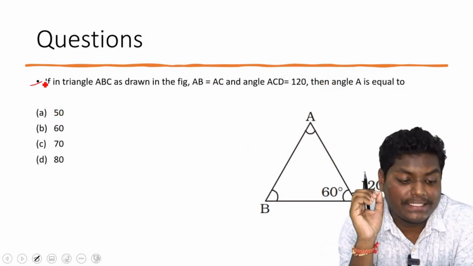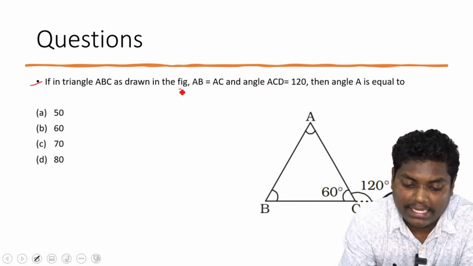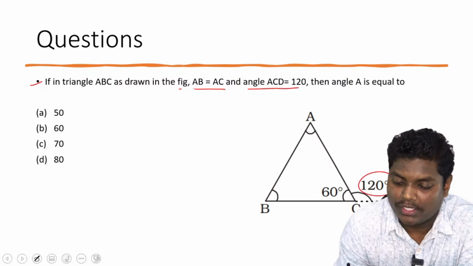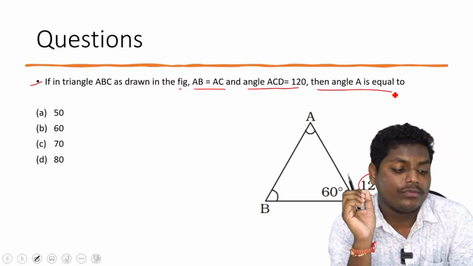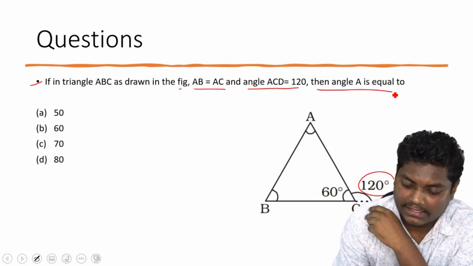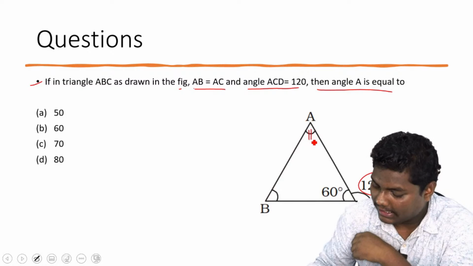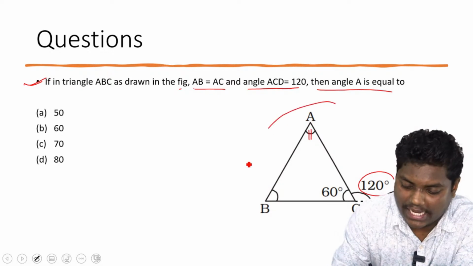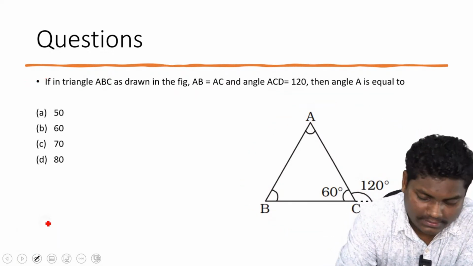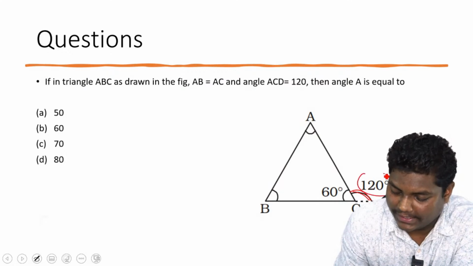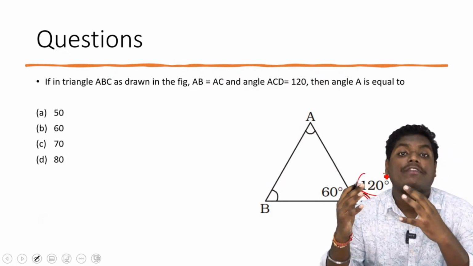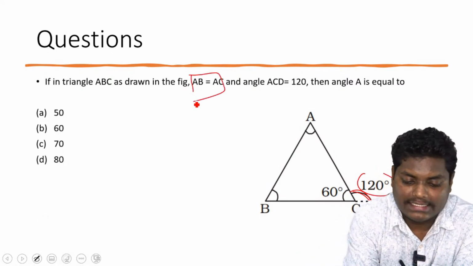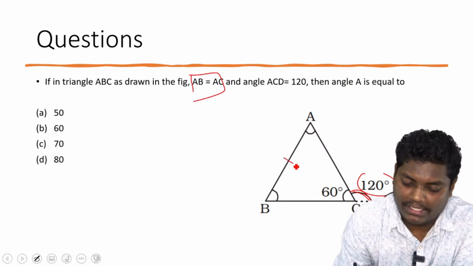If in a triangle ABC, this is the figure that I've given, AB is equal to AC and angle ACD is equal to 120 degrees, then angle A is equal to, so they are asking us the angle A. Try solving this with me. They have given us this diagram and they have given ACD to be 120 degrees. Try solving this question. And they are saying AB is equal to AC.